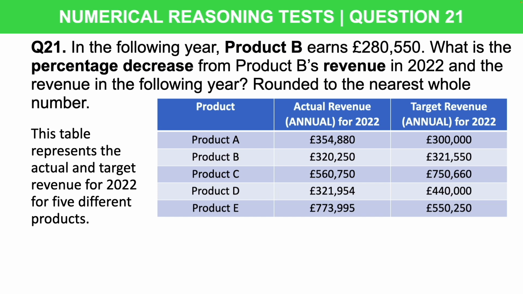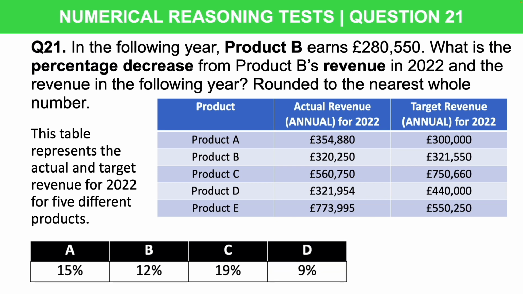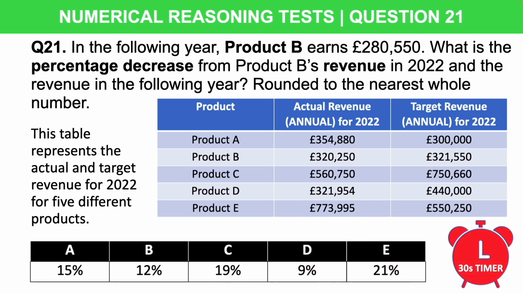So there's obviously a lot to take in there, but remember, just focus on the relevant information that you need. Here are your answer options. Is it A, a percentage decrease of 15%, B, 12%, C, 19%, D, 9%, E, 21%? Your 30-second timer starts now.